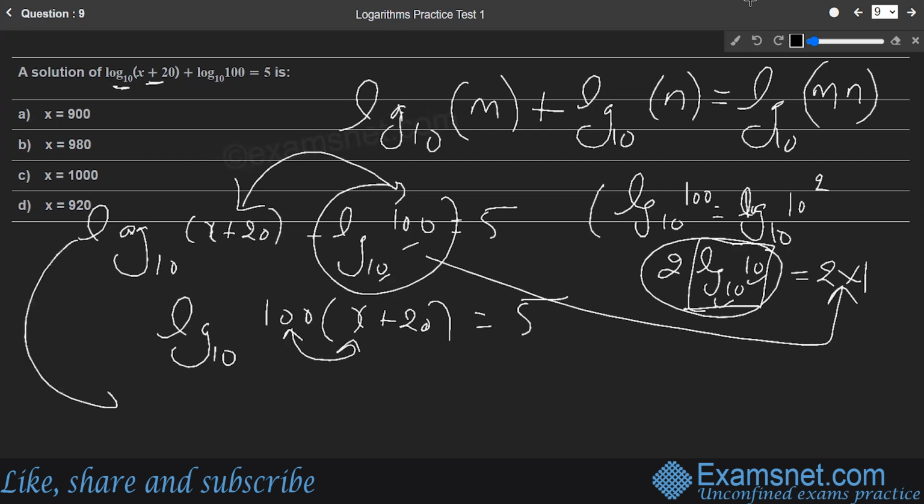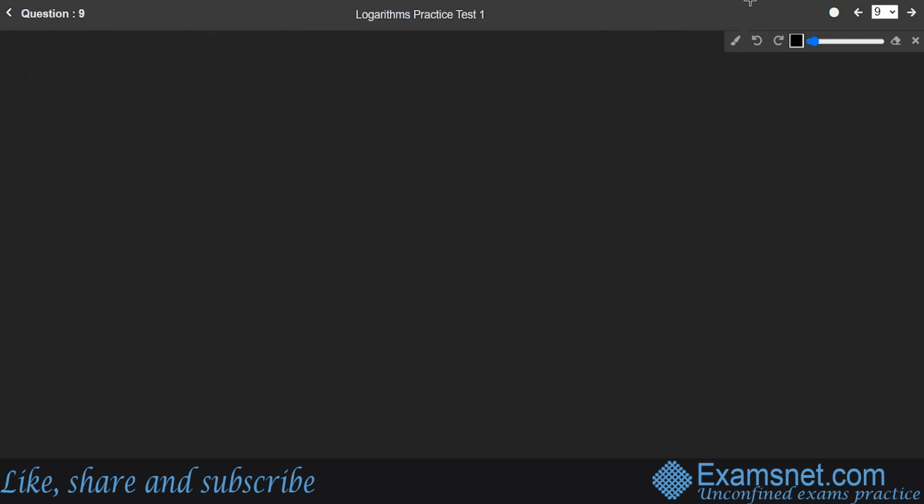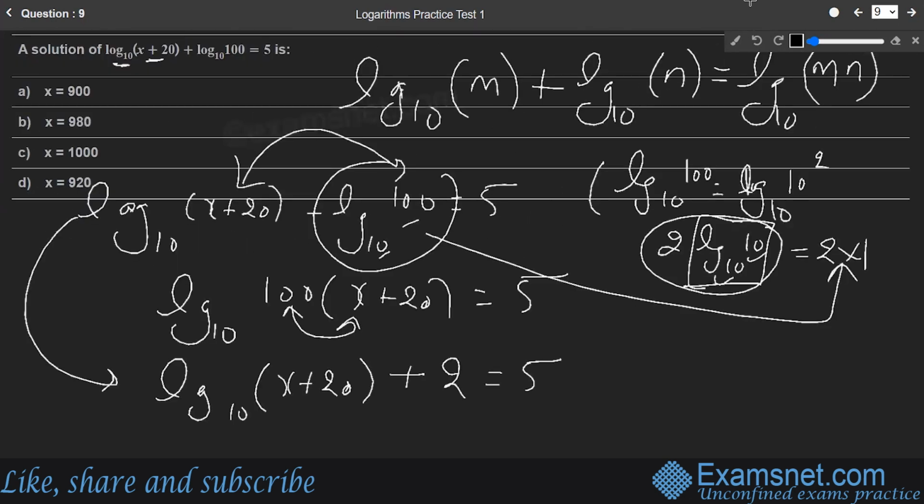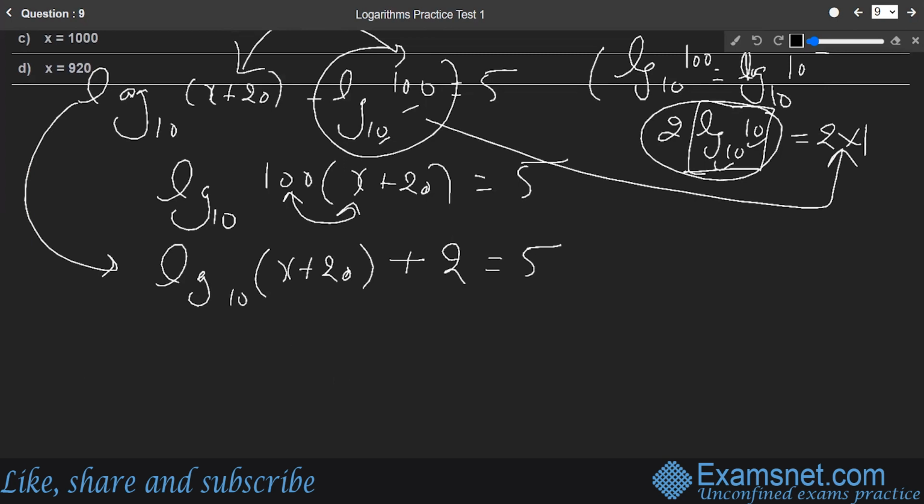So if we just use the value after this expression, we're going to get log base 10 of x plus 20 as it is, plus log 100, whose value is 2, is equal to 5. If you solve this further in this easy way, log base 10 of x plus 20 is going to be 5 minus 2, which is 3. This is what it becomes.